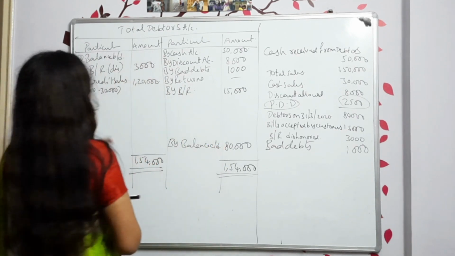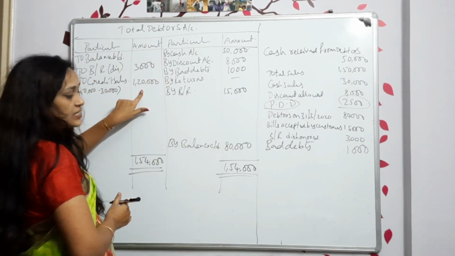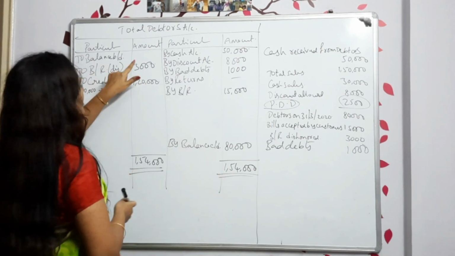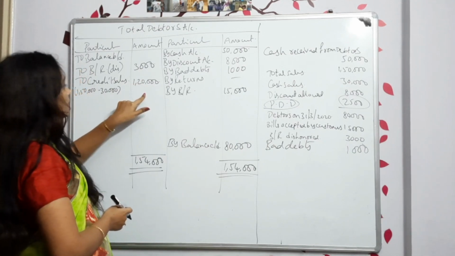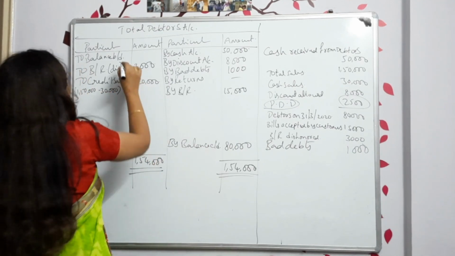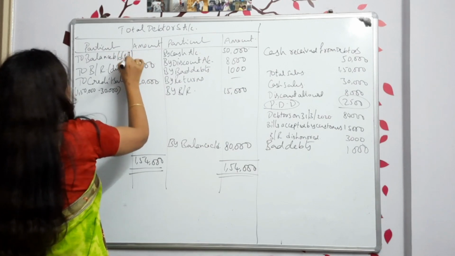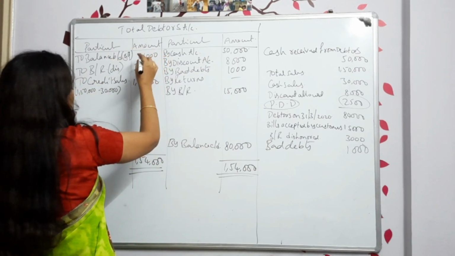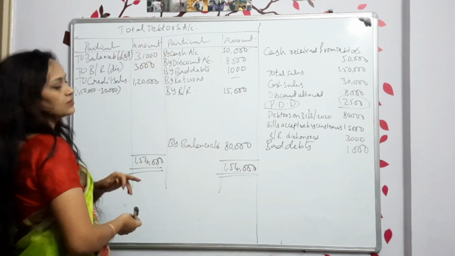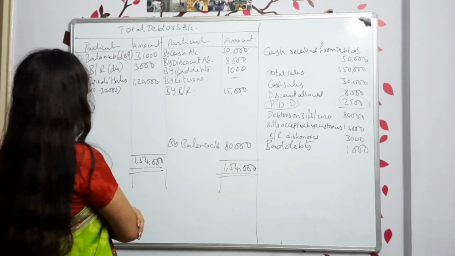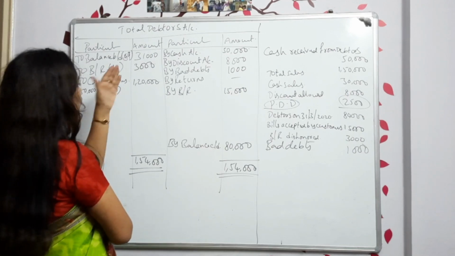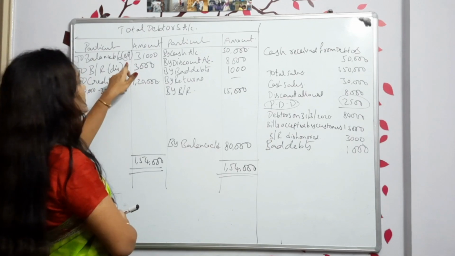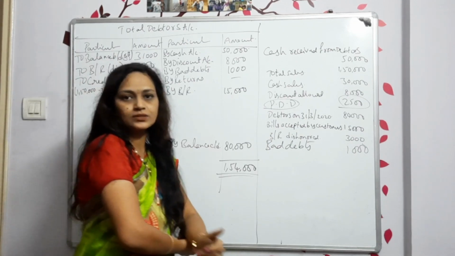Yes, 1,54,000. Now here 1,23,000. How much will you get? 1,54,000 is the total. Here the total of the debit side is 1,23,000. That means 1,54,000 minus 1,23,000. How much will you get? 31,000. It is 31,000. So now the balancing figure, that means the opening balance of debtors, is 31,000.